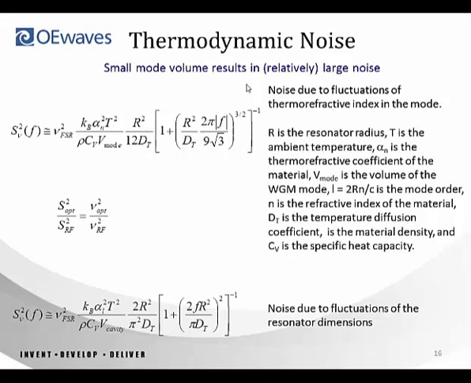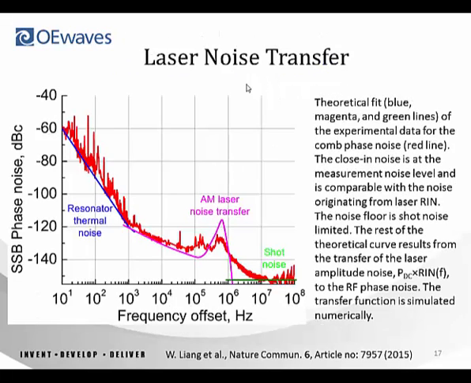Next is thermodynamic noise, and this noise again depends on the volume of the mode and volume of the resonator. It's proportional to temperature squared, and this noise still is small. I showed a picture before that in phase noise scale we have about 30 dB room for improvement.